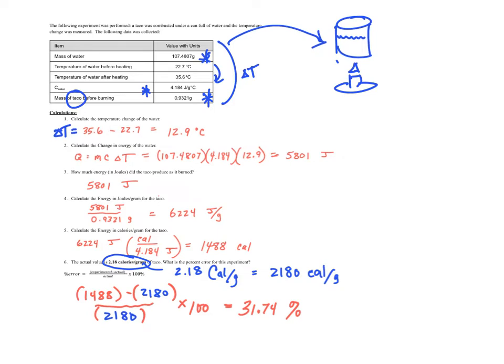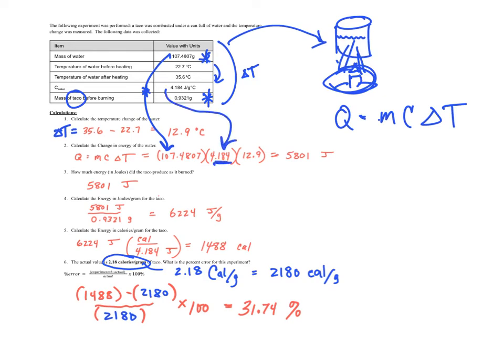Number 2, calculate the change in energy in the water. So the burning of the taco will heat up the water, and the water will gain heat according to Q equals mc delta T. M being the mass of the water, C being the specific heat, also given right in the data table, and then the change in the temperature will be the answer from number 1. That'll tell us how much heat the water gained.